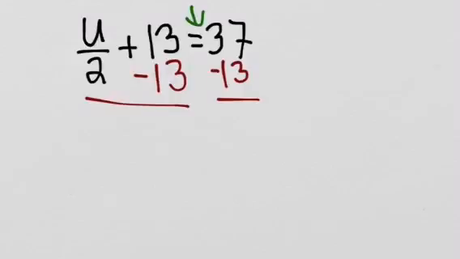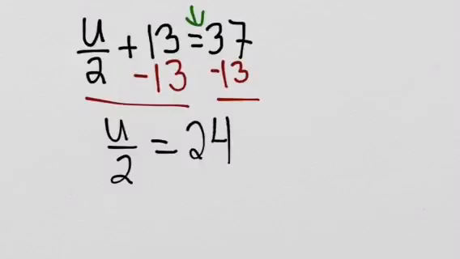Now, when you subtract 13, negative 13 and positive 13 add up to be 0. So those basically cancel each other out on the left side, and 37 minus 13 is positive 24.